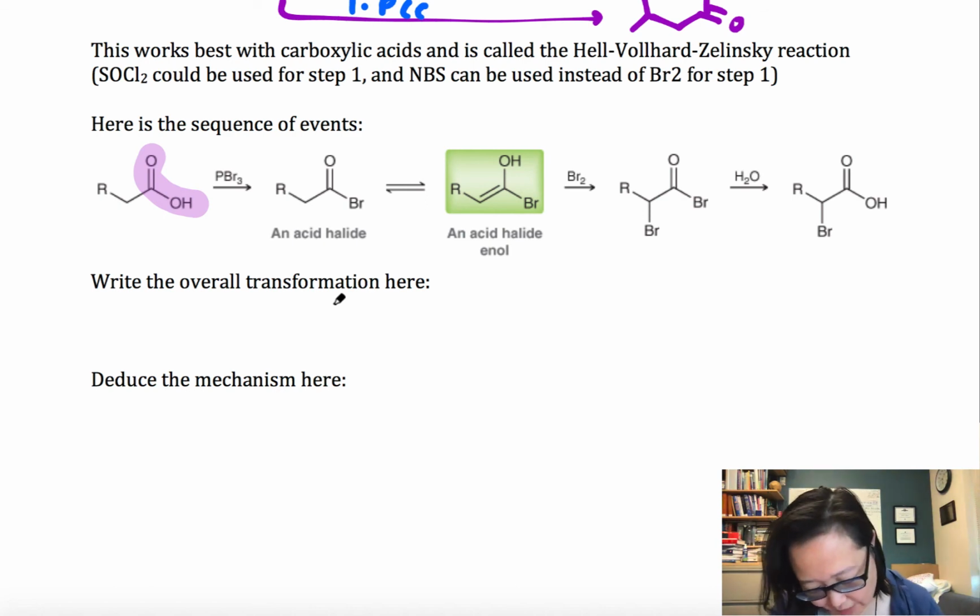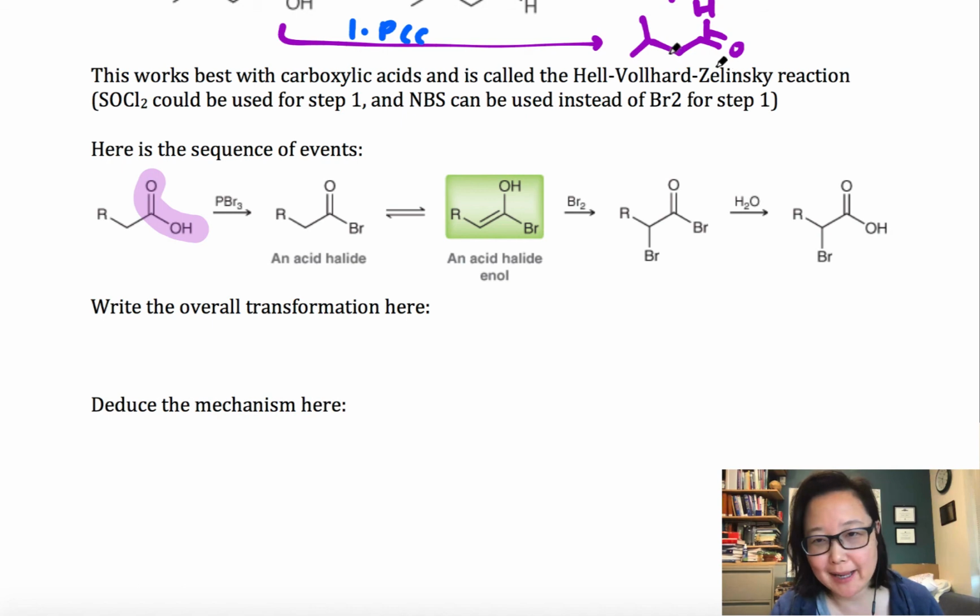Okay, so for this one, it's a little more complicated. It's also got a more complicated name, named after 3 scientists, so Hell, Volhard, Zelinsky. And hell is basically how you're going to feel, because it's a lot of steps and a lot of reagents and a lot of reactions in this chapter. Okay, but I hope you see that they're all very similar and build on what we've already learned. So it's not actually that bad.